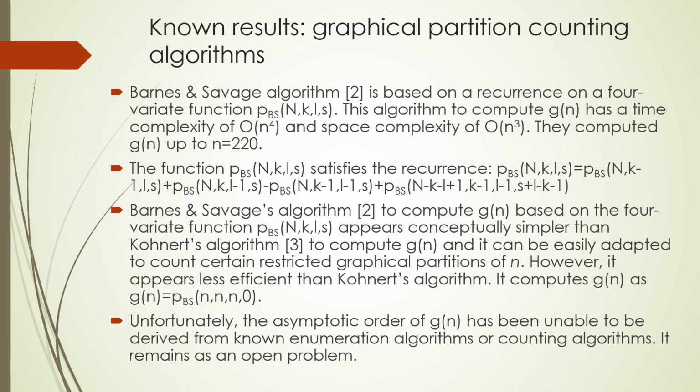And this four-variate function Pnkrs satisfies a recurrence like this. It's a somewhat complicated recurrence, and with the setup of proper initial conditions, we can calculate the function value for any of the 4 inputs n, k, r, s. Based on their theory, they can calculate the function Gn as Pnnn0. It's a very concise formula and also beautiful. But unfortunately, we cannot get the asymptotic order of Gn based on this algorithm. To this day, it's still an open problem.